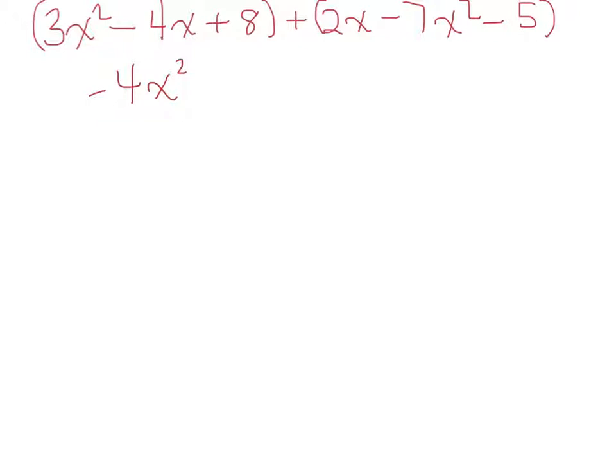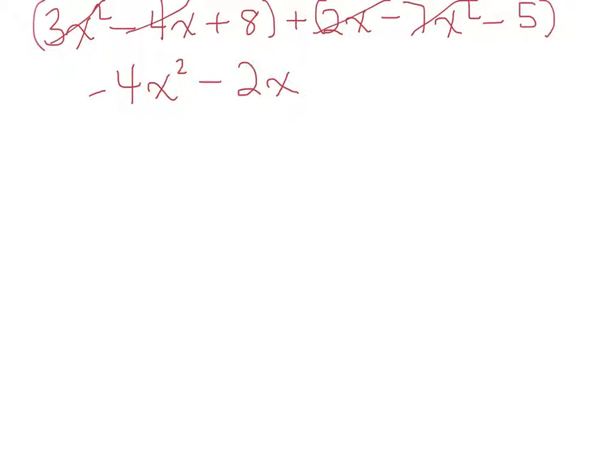Okay, so we're done with our x squared, so we'll go ahead and cross those out. Next, we need to add together the x terms. So both of these have x's attached to them, so they are like terms, so we will add them together. Negative 4 plus 2 gives us negative 2, so we will go ahead and write that as minus 2x. All right, then we will cross out our x terms.